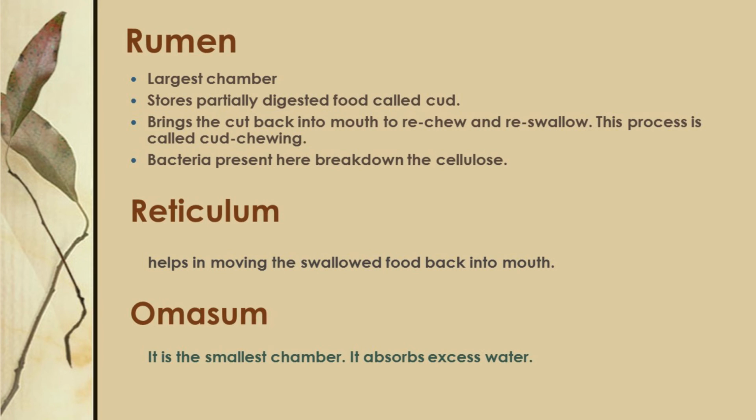After this, we are going to learn about the second chamber, that is the reticulum. The function of the reticulum is very simple. It helps in moving the swallowed food back into the mouth. After that, the food reaches the third chamber, known as the omasum. It is the smallest chamber of the ruminant stomach, and it absorbs the excess water present in the food.